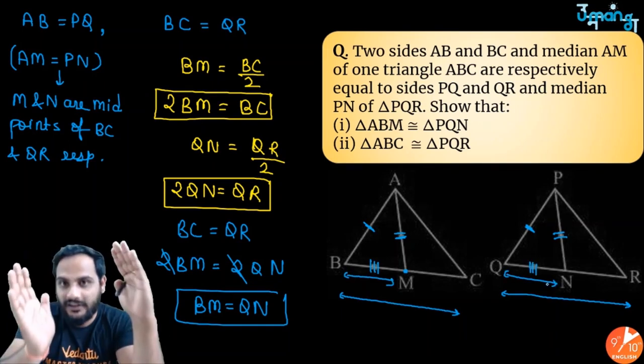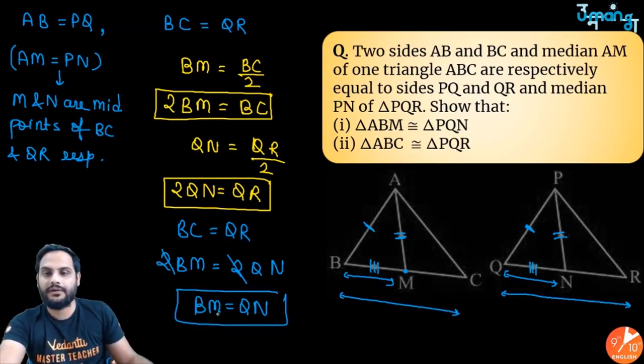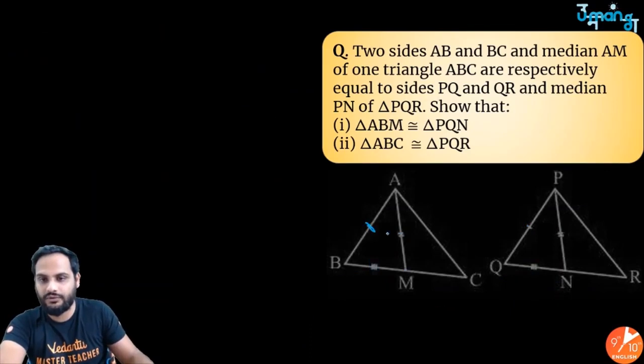If two quantities are equal, their halves will also be equal. So BM is equal to QN, we have got. Okay, now let's look at the first part. I know this side is equal to this side, AM is equal to PN and BM is equal to QN.